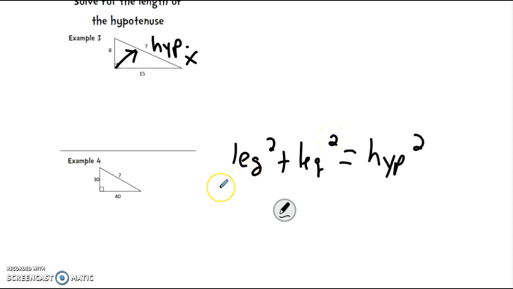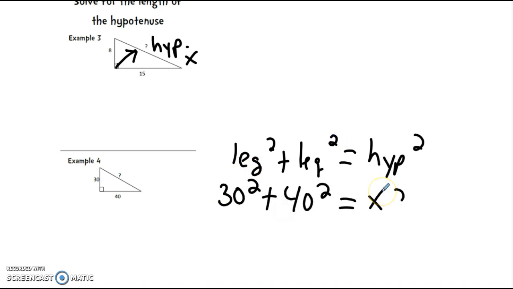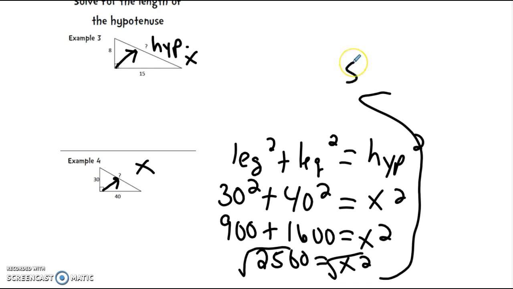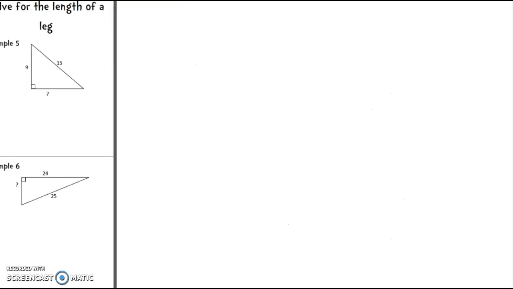So leg squared plus leg squared equals hypotenuse squared. So this is going to be 30 squared plus 40 squared equals x squared. Once again, hypotenuse is directly across the right angle. I don't know what it is, so that's going to be 900 plus 1600 equals x squared. 2500 equals x squared. I'll take the square root of both sides, and I'll get 50 equals x, so 50 units is the length of the hypotenuse. Always make sure the hypotenuse is the longest side. If not, you've done something wrong. All right, let's go to the next one.